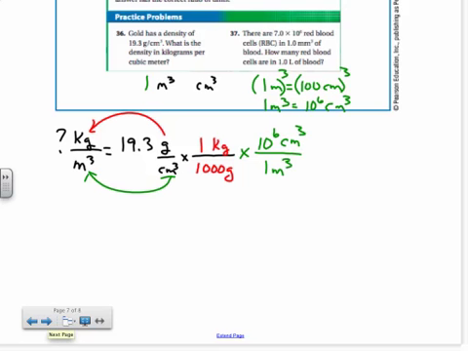And then let's just make sure all my labels cancel. Cubic centimeters cancel. I've got kilograms per cubic meter, so that's good. This is 10 to the 3rd, so I can cancel that with 3 there. So that's going to be 1,000. So 19, move it 3, 19,300 kilograms per cubic meter.